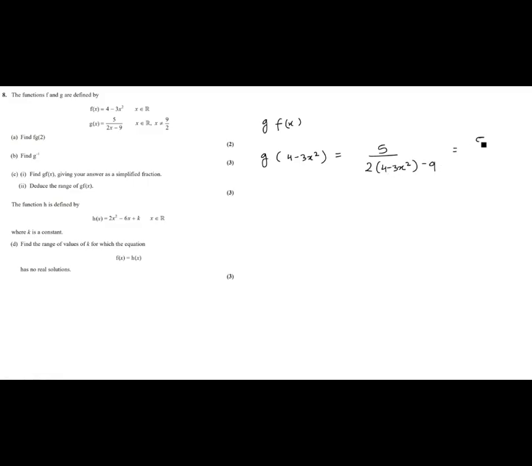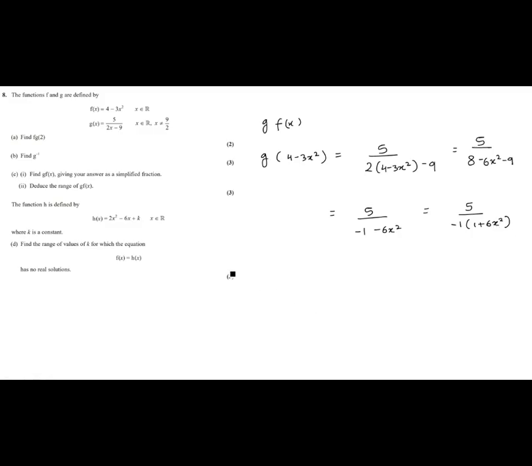So this becomes 5 over 2 times 4, which is 8, minus 6x squared minus 9. So this becomes 5 over 8 minus 9, which is minus 1, minus 6x squared. Now if we take minus 1 common, it becomes minus 5 over 1 plus 6x squared.